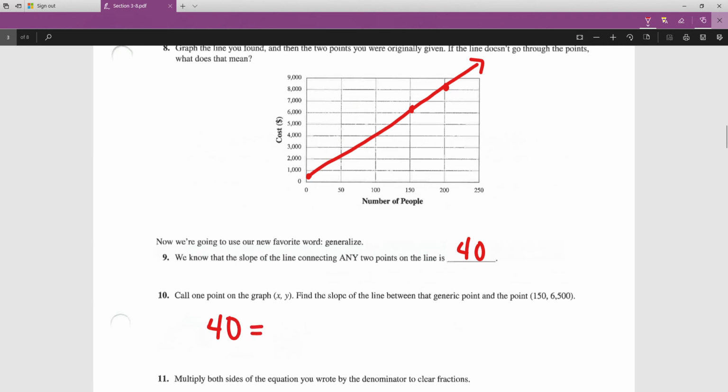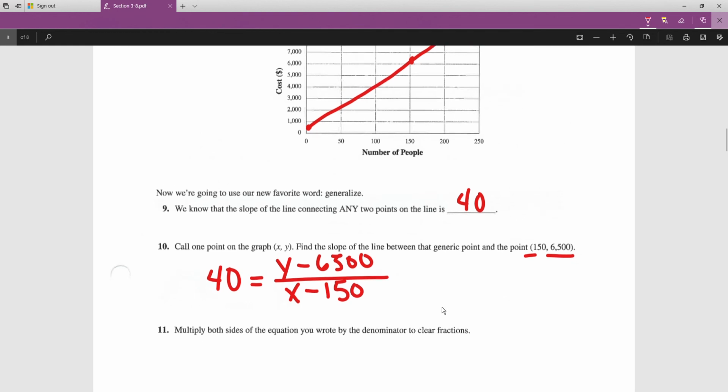Again, this is a generalization, and we're going to take the difference in the y's, which one of them is actually y, and the other one is that 6500 that they give us. We're going to find the difference between those, which we really can't find because the y is a variable, but we're generalizing, over the change in the x's, where we use the x and subtract the corresponding x value, which is 150. So this is all we're asking. Finding the slope of the generic point looks like this.